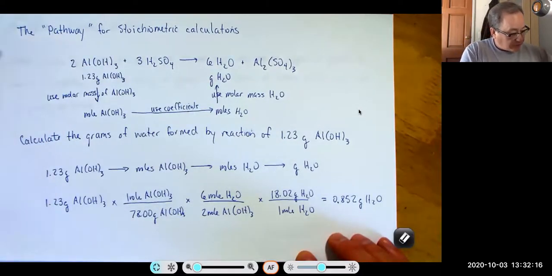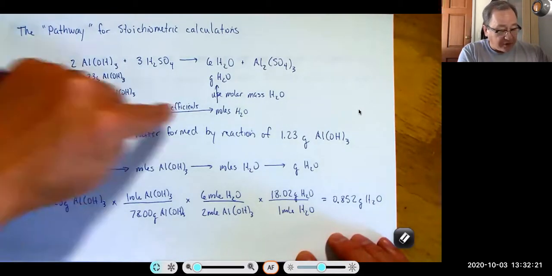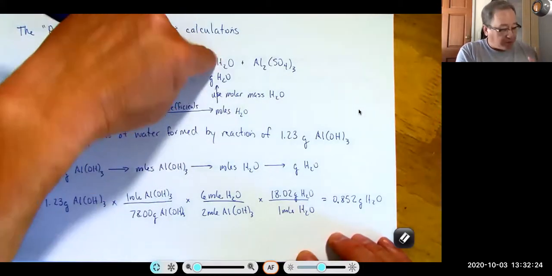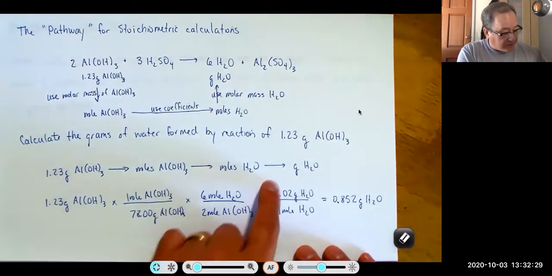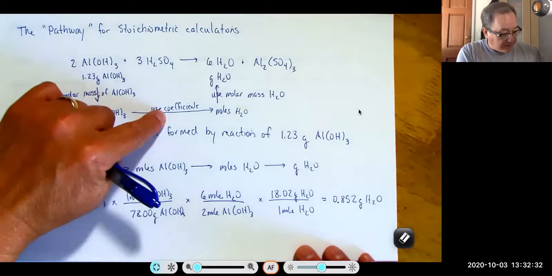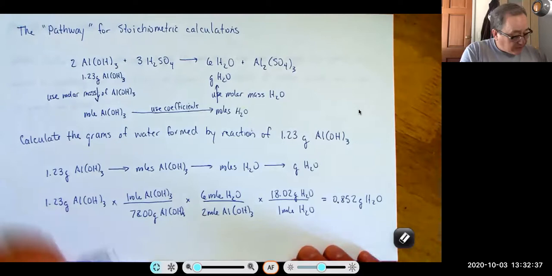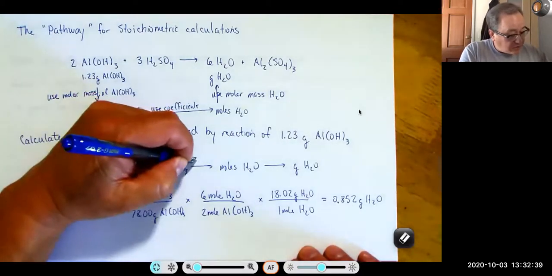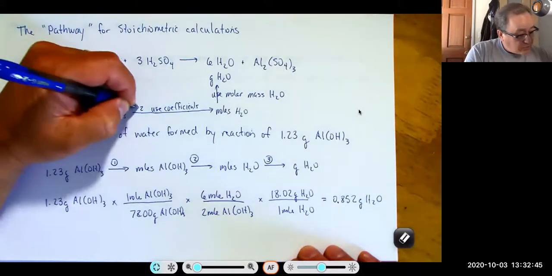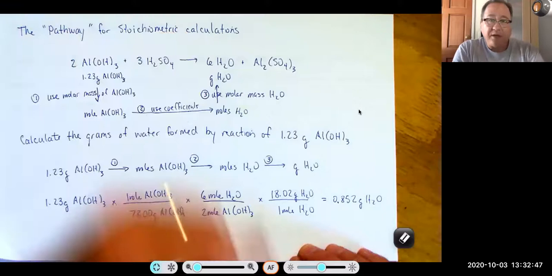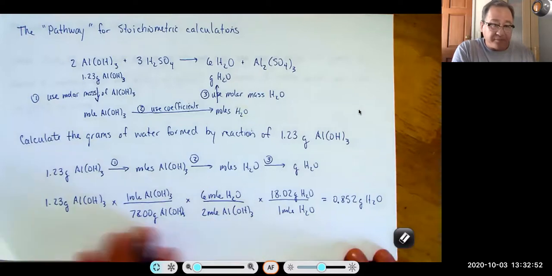So we're going to start with aluminum hydroxide, convert it into moles of aluminum hydroxide, convert that to moles of H2O, and then to grams of H2O. In this pathway up here, each arrow is an arrow down here. So let's call that arrow 1, arrow 2, arrow 3. And each one of those arrows, we're going to use a conversion factor.